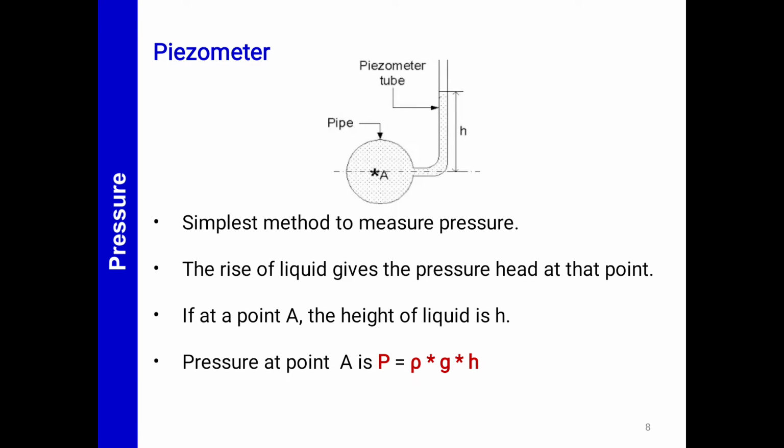Piezometer. It is the simplest form of manometer used for measuring gauge pressures. One end of this manometer is connected to the point where pressure is to be measured and the other end is open to the atmosphere as shown in the figure. The rise of the liquid gives the pressure head at that point. If at a point A, the height of the liquid, say water, is h in the piezometric tube, then the pressure P at A is given by P = ρgh Newton per meter square.